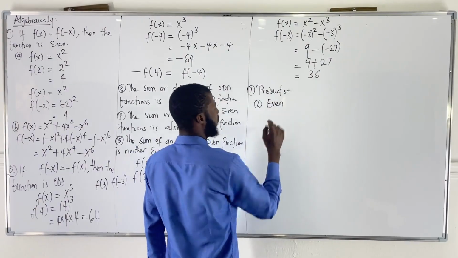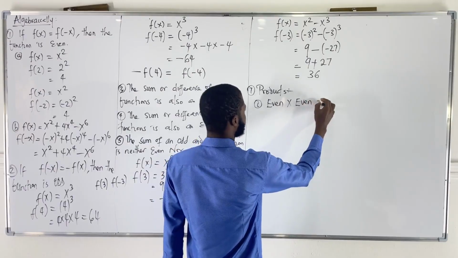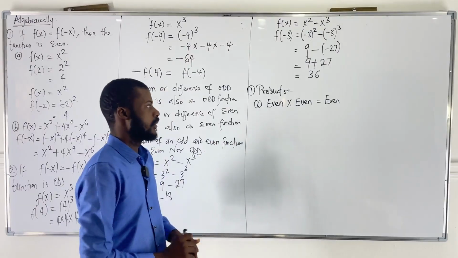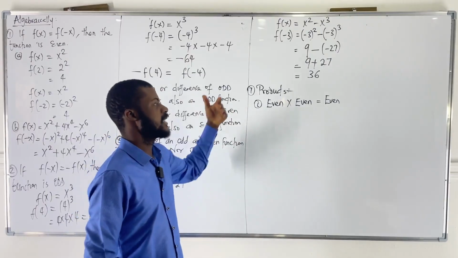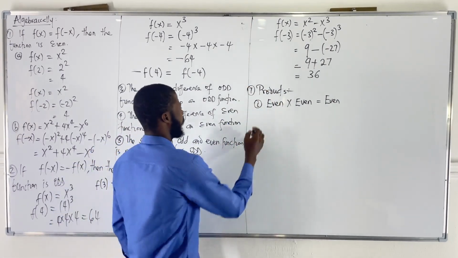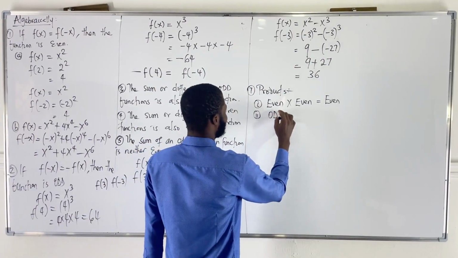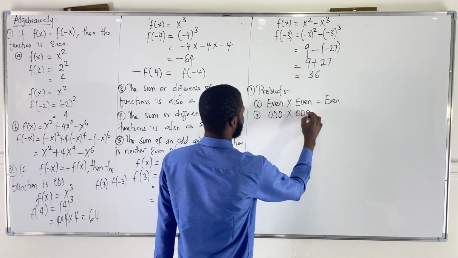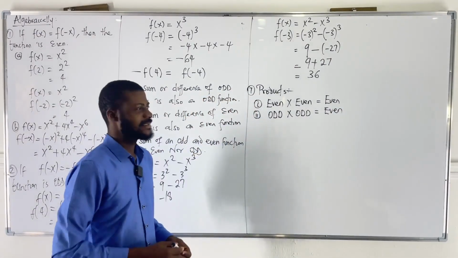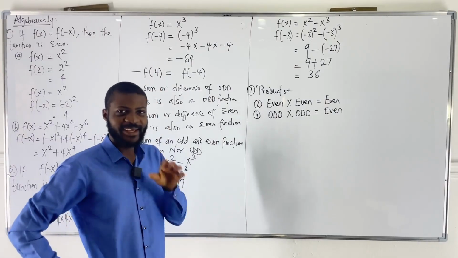When an even function multiplies another even function, the resulting function is also even. The second one is going to be funny. When an odd function multiplies an odd function, the resulting function is even. My God. Yeah, the resulting function is going to be even. Now let me show you why.